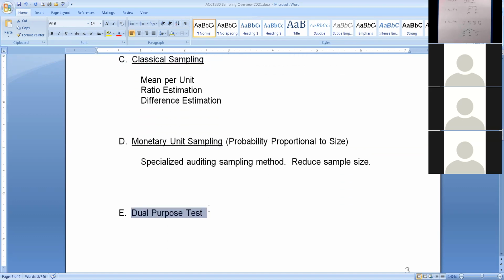Okay, dual purpose test. This comes from when you, let me give you an example. I don't know if I already told you guys about this. If I did, you can feel free to yell at me. Test of controls. Suppose we need a sample size of 100 items.